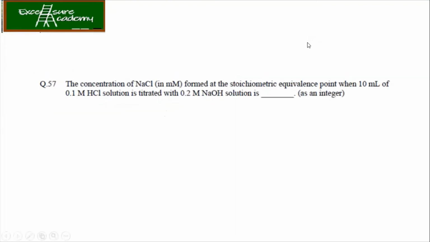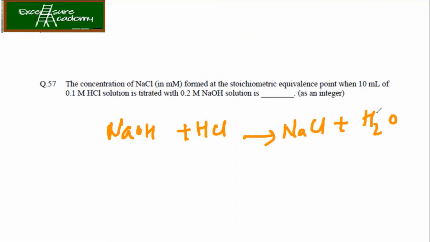The concentration of NaCl in millimolar formed at the stoichiometric equivalence point when 10 ml of 0.1 molar HCl solution is titrated with 0.2 molar NaOH solution is dash. Here it is given that the reaction is NaOH plus HCl giving NaCl plus water, right? The concentration of HCl is given as 0.1 molar, and the concentration of NaOH is given as 0.2 molar.